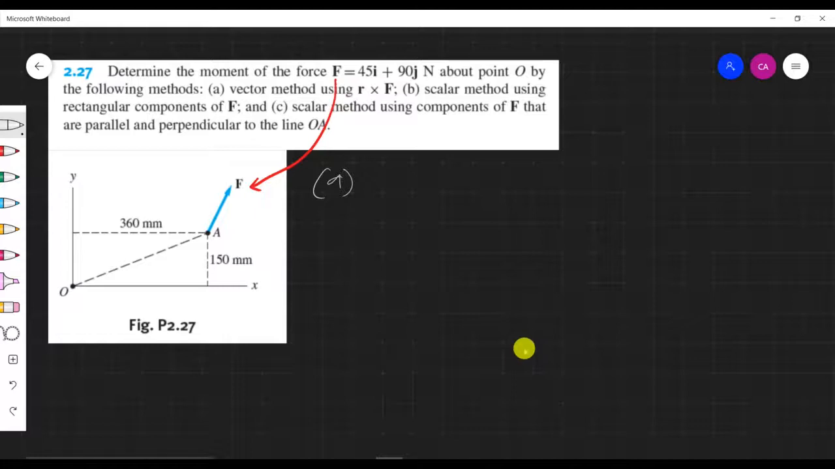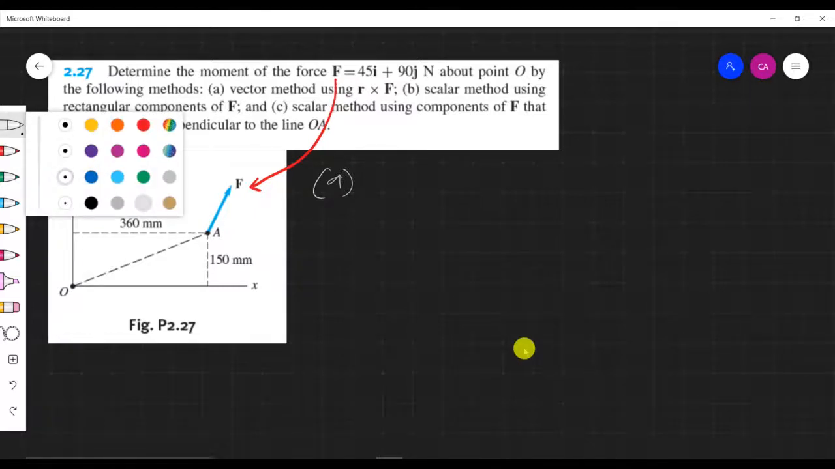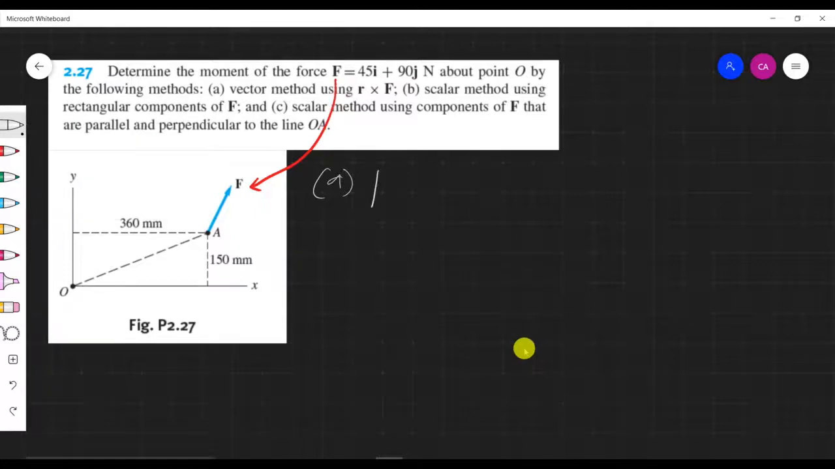Okay? So, approach 1 is merong equation tayo na the vector M is equals to R cross F product. Yan daw yung unang approach. Yung lagi natin ginagawa. Okay? So, R is may vector na pag ganitong direction. Ito yung direction vector niya. Ito yung R.